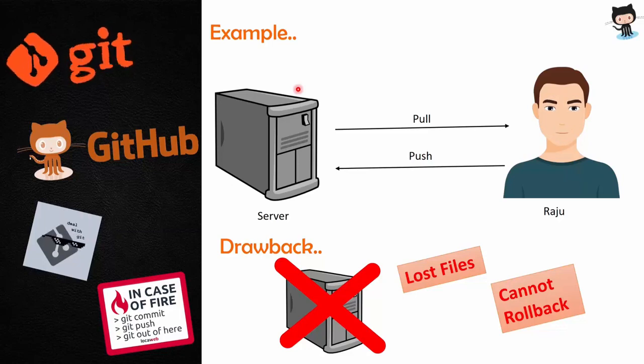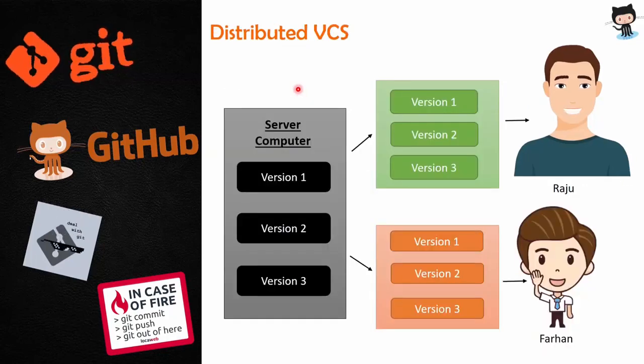But there is a drawback. If the server just shuts down or just stops working, you will lose all the data and you cannot roll back. So because of this drawback, we have the distributed version control system. So Git is a distributed version control system, and the local and the centralized version control systems are not used a lot.